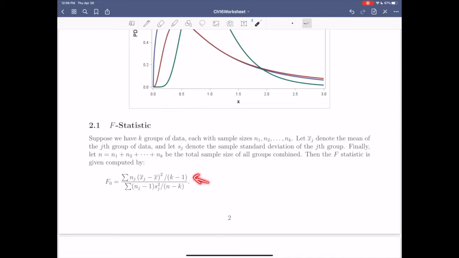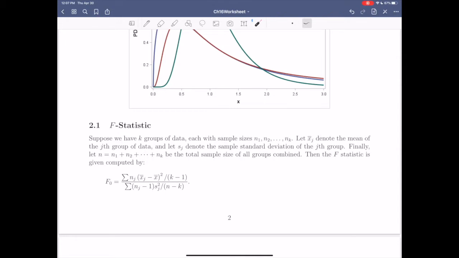So here, n sub j is the sample size of the jth group. X bar sub j is the mean of the jth group. X bar is the mean of all the data, just grouped all as one. And Sj is the standard deviation of the jth group. Here, n is the total number of data points, so it's all the values n1 to nk added up. And then we're dividing each of these by the degrees of freedom. So there's k minus 1 degrees of freedom in the numerator, n minus k degrees of freedom in the denominator. Okay, so that's the F statistic.